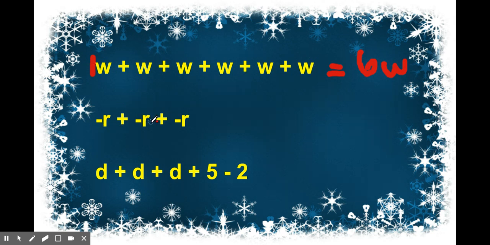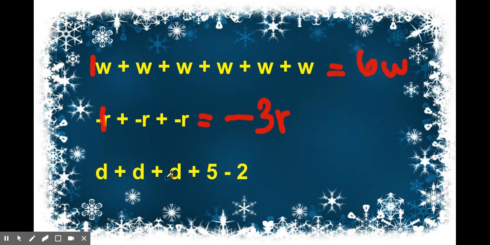Here I have -r plus -r plus -r. Oh, remember, if I see no coefficient, there's a 1 in front. And remember, in each term, we have to pay attention to the sign in front. So I have a -1 plus another -1 plus another -1. When I simplify this, I get -3r.